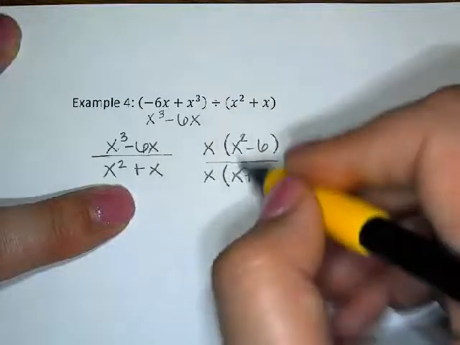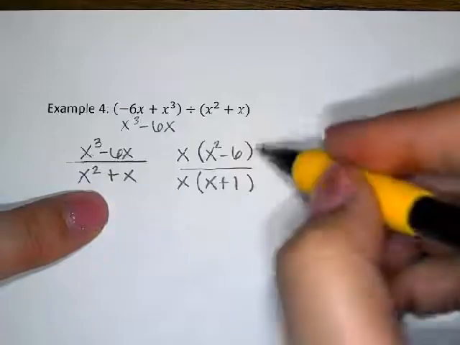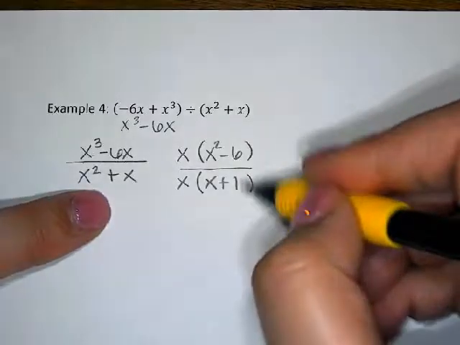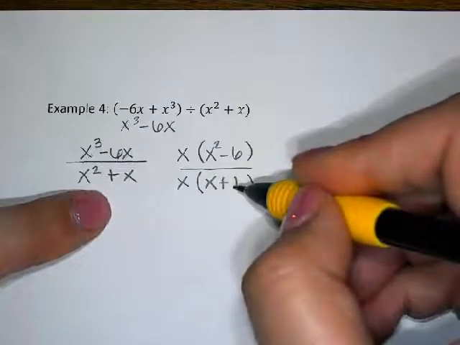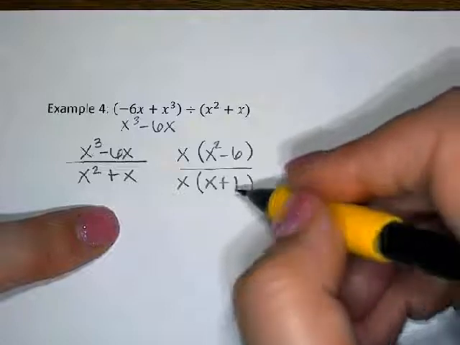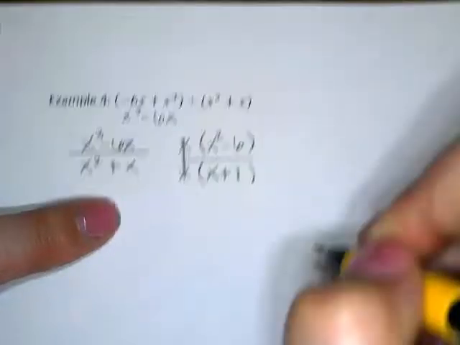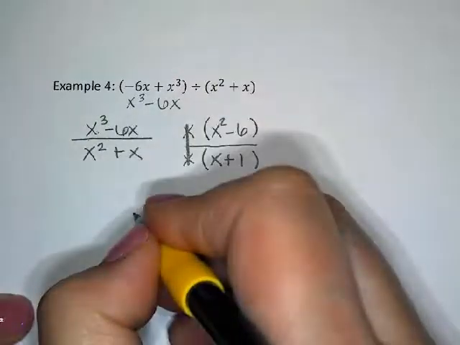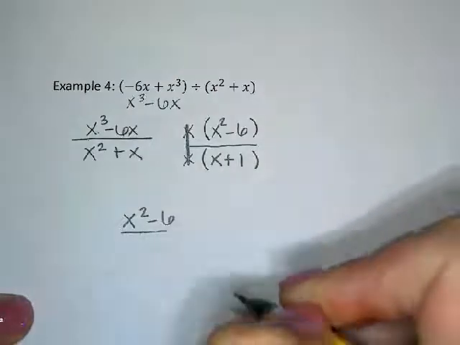Perfect. Okay, so are the parentheses going to cancel out? Are the parentheses identical? The parentheses are not identical, so they won't cancel out. What would cancel out? The x's in the front. The GCFs are identical, so those are going to cancel out. So our final answer is going to be x squared minus 1. Sorry, x squared minus 6 over x plus 1.